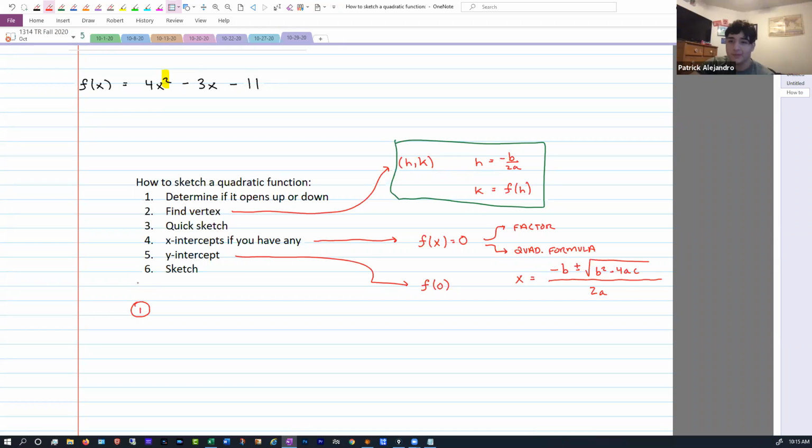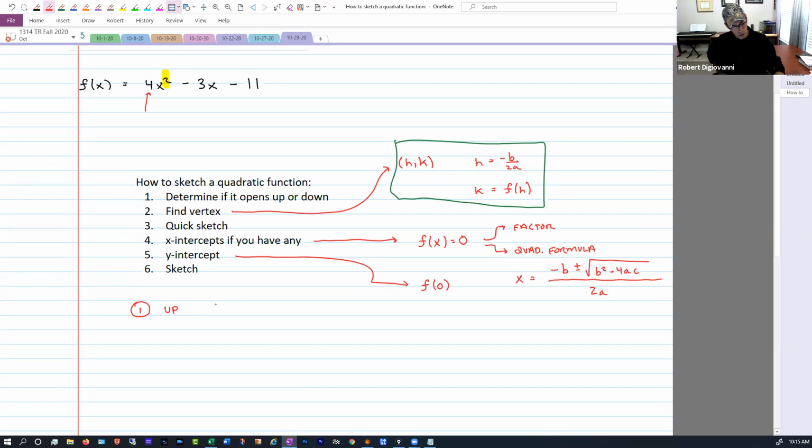Opens up. Up, why? Because it's positive and not negative. What is positive? What are you referring to? The first number in the front. That's right. The leading coefficient is 4, right?